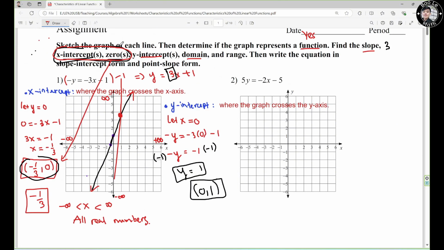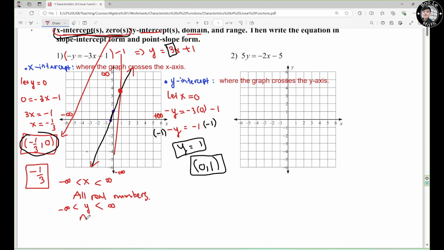Alright, now next one, we need to find the range. In order to find the range, we need to go from the bottom to top. I need to go from the bottom right here. I see that the graph keeps going down forever, so the range should be negative infinity less than y, less than, and you see that the arrows point up, which means the graph keeps going up. So it's going to infinity, so it's less than infinity. So you just write this is all real numbers.